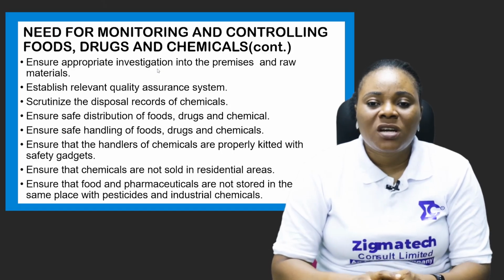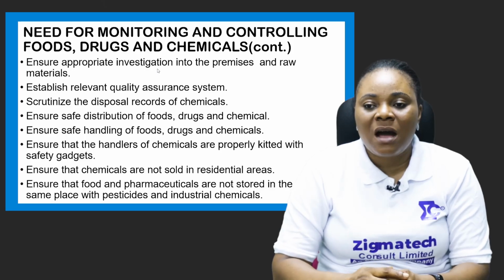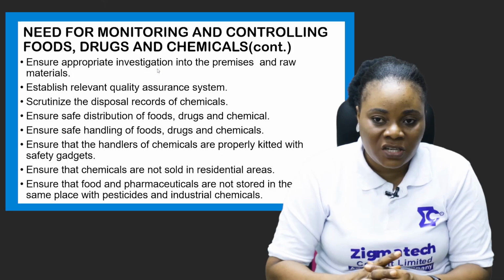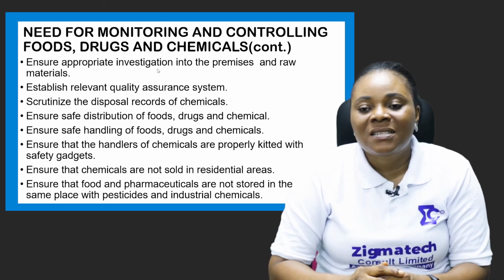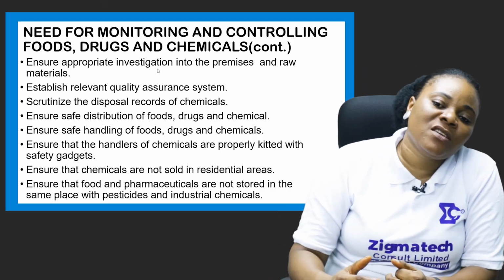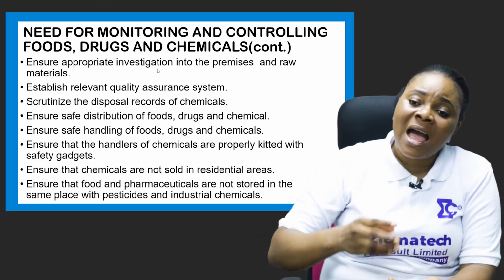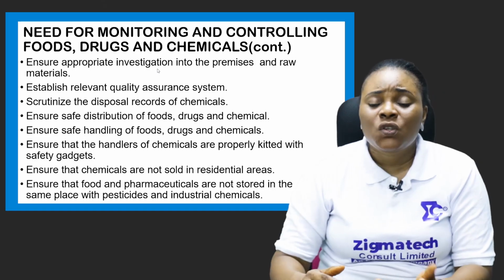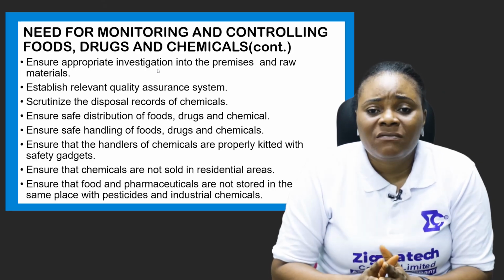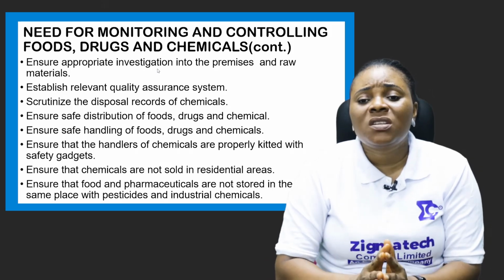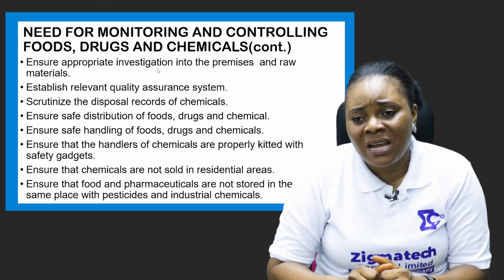Also, they ensure that the handlers of chemicals are properly kitted with safety gadgets. Chemicals are hazardous. Most of the chemicals that are used to produce other materials, in the raw form, they are highly toxic and hazardous. So one thing that NAFDAC does is to monitor the people who handle these chemicals too.